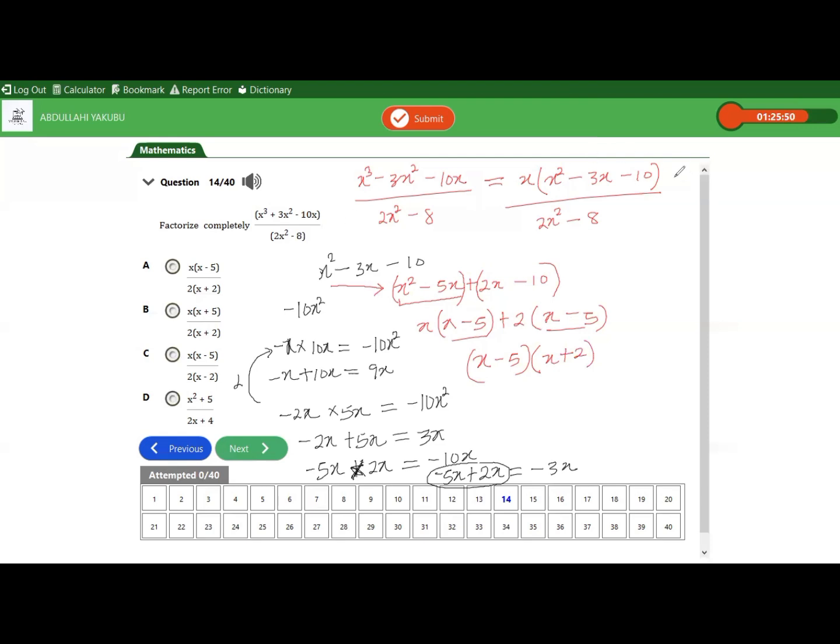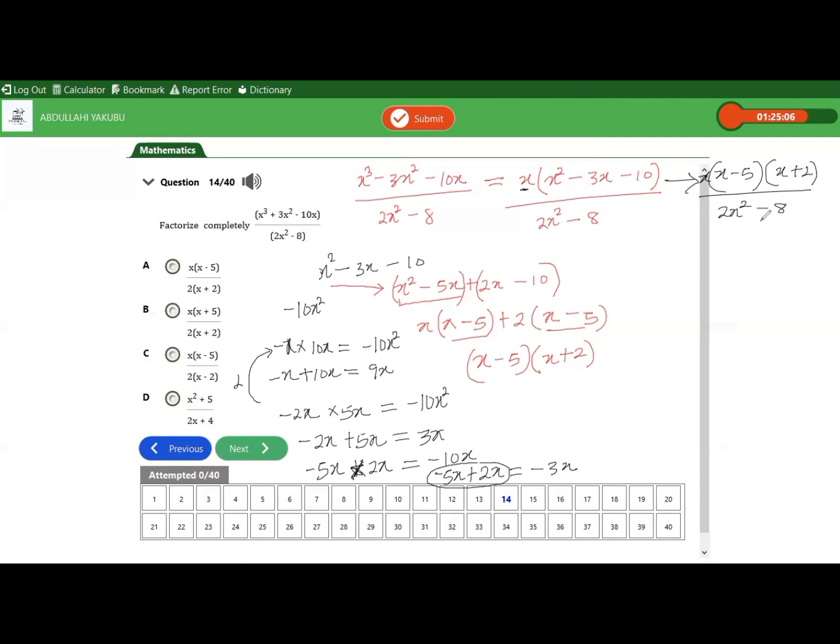So my numerator now becomes something like this: x minus 5 into x plus 2 all over 2x squared minus 8. Now, looking at this, there's no option that stops here. So what do I do with this denominator? I have already done all I could do for the numerator. So what can I do for the denominator? I look at it, what is common here? I remember there is x here, so let us not forget it. So I have x here.